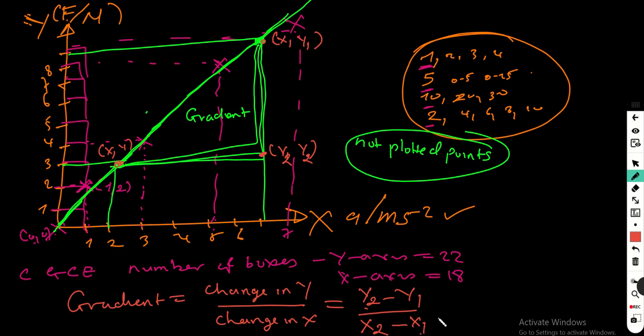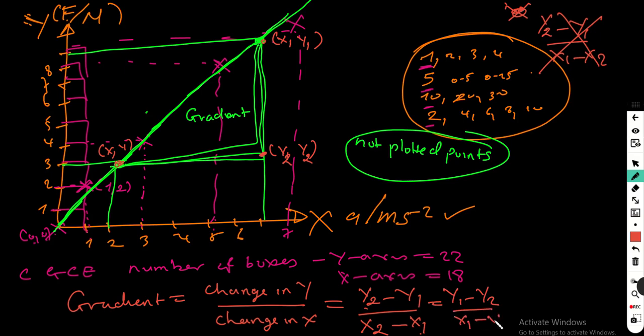So you should not do something like this. Be careful. If you just do y2 minus y1 over x1 minus x2, this is not correct. You must start with the first. If you're starting with 2, go with 2. This one is the same as y1 minus y2 over x1 minus x2, so this is okay.